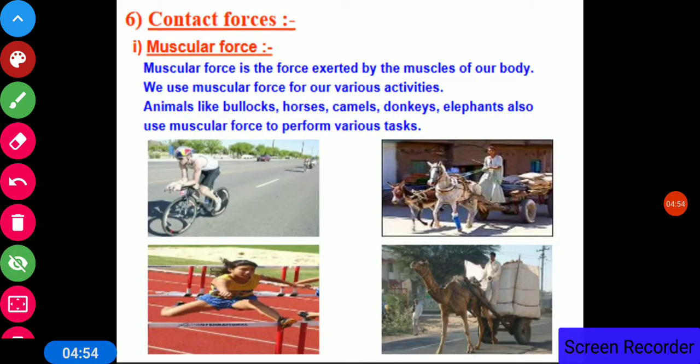Now, contact forces, muscular force. Muscular force is the force exerted by the muscles of our body. We use muscular force for our various activities. Animals like bullocks, horses, camels, donkeys, elephants also use muscular force to perform various tasks.